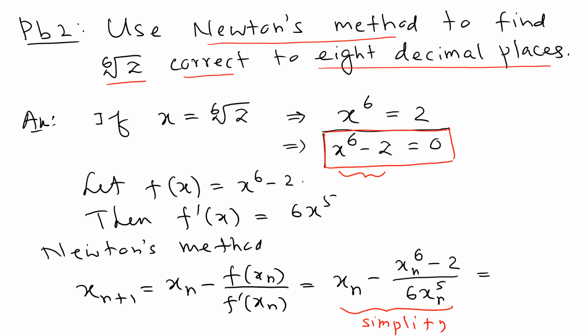So that means you can write this one as 2 plus 5x_n to the 6th power divided by 6x_n to the 5th. So that is the formula, and then you can see that you don't have any more negative signs there. So it's comparatively easy. Now what we can do, we can use some initial guesses and try to find a few values. Yeah, so let's do that now.